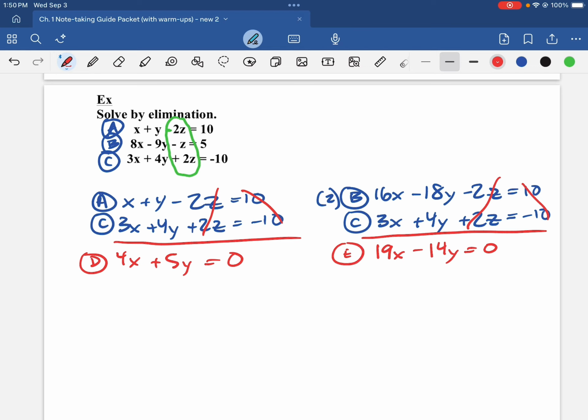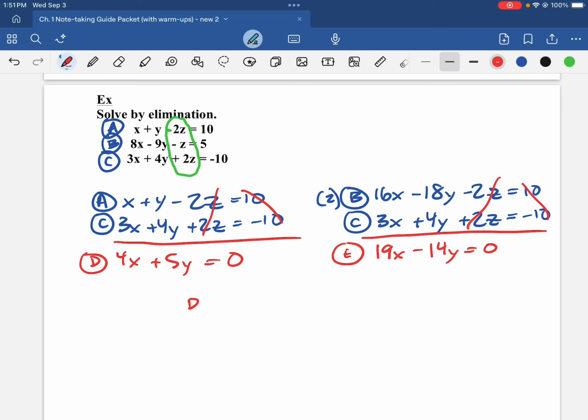So this is going to be a little bit of a bear just looking at the x's and the y's. It won't be super easy to eliminate. I'll have to do some multiplication. So let's see. I'm thinking I'll use the y's because the 14 and 5 are going to be smaller than 19 and 4, but not much of a difference.